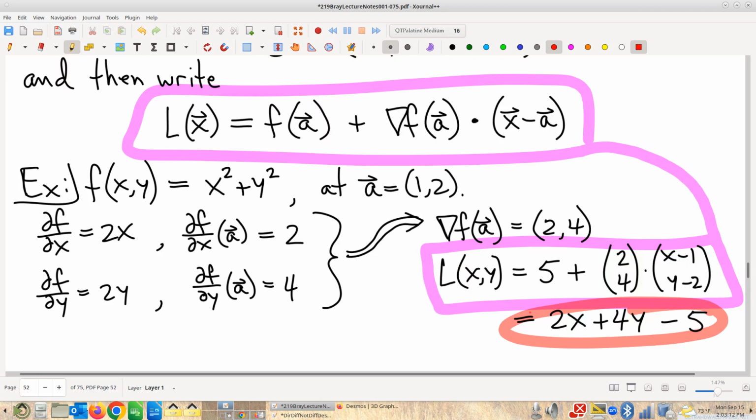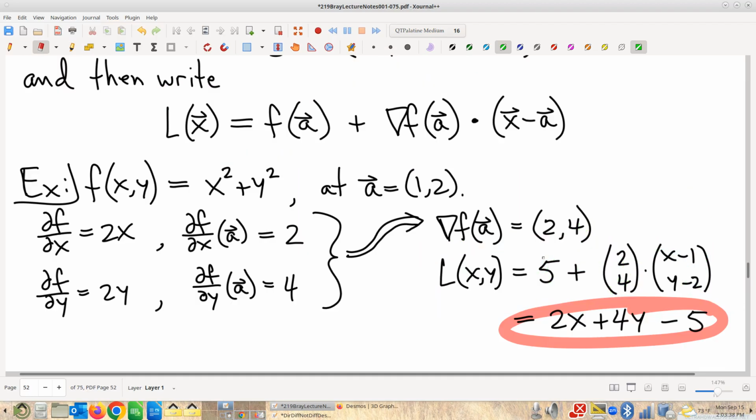Because there's information visible in how this is written. You can see the value of the function. Let me do that in a different color. The value of the function. You can see the gradient. You can see the point where you're doing the approximation. It's really nice. All of that's hidden if you multiply it out and collect terms. On the other hand, if the question says to multiply it out and collect terms, then do so.